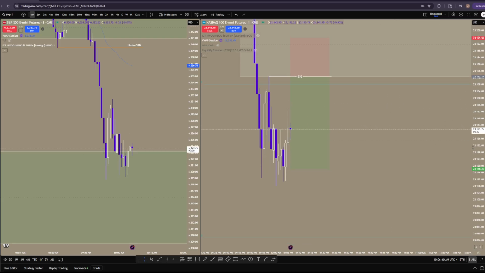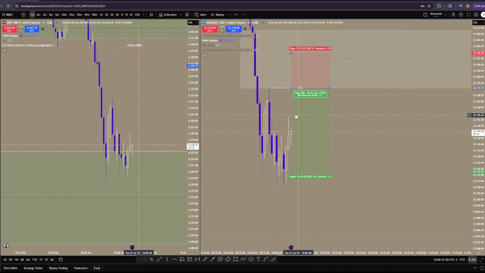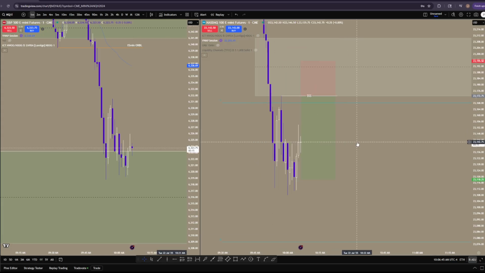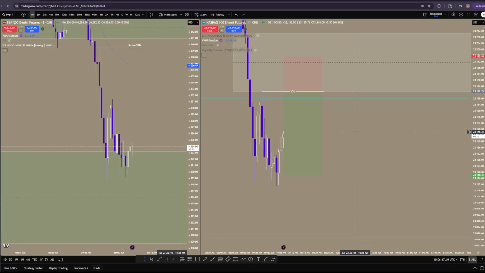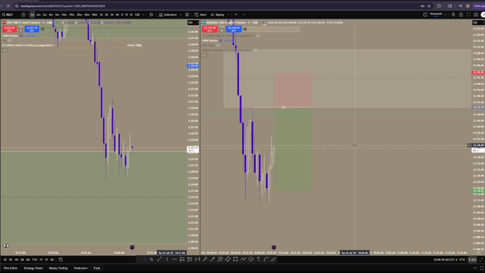Just slow chop right now. Again, we don't want to get stuck and trapped trying to take an entry here. We want to wait for a valid level. We want to wait for a sweep of liquidity.